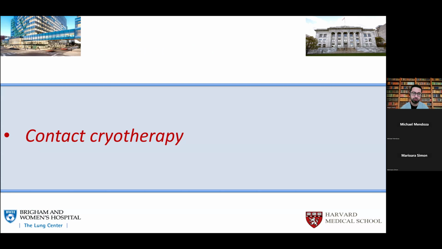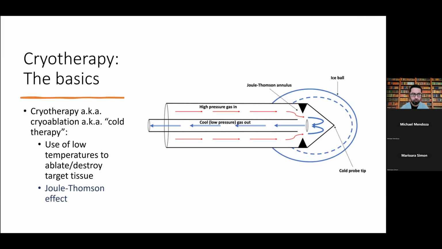First, contact cryotherapy. So what is cryotherapy? It's cryoablation or cold therapy, as the name implies. What are we trying to do? We're using extremely low temperatures to destroy target tissue at the cellular level by causing destruction of organelles inside of the airway, causing apoptosis. How do we achieve this?